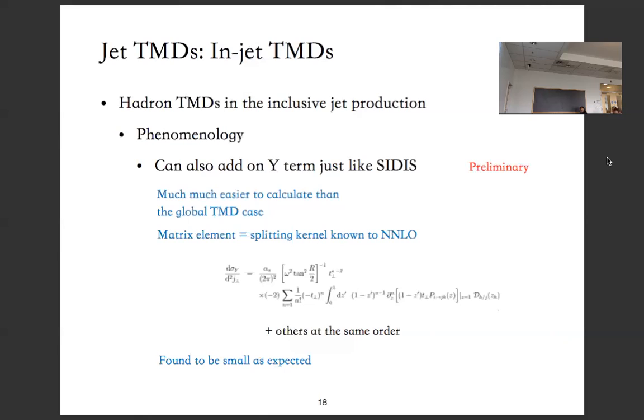But here, if you think the small R approximation is good, the matrix element inside the jet is nothing but the splitting kernel. It's known at least to next-to-leading order, and it's very small. For instance, at next-to-leading order, just P_gg. Those things are tiny, teeny. So here is one example of how the Y term looks. The expression is small. It can be made further compact actually, and the impact is also found to be very small, as expected for such a small J.